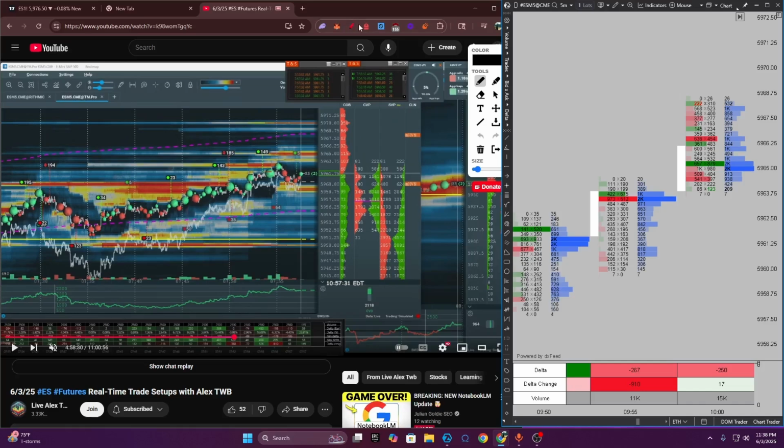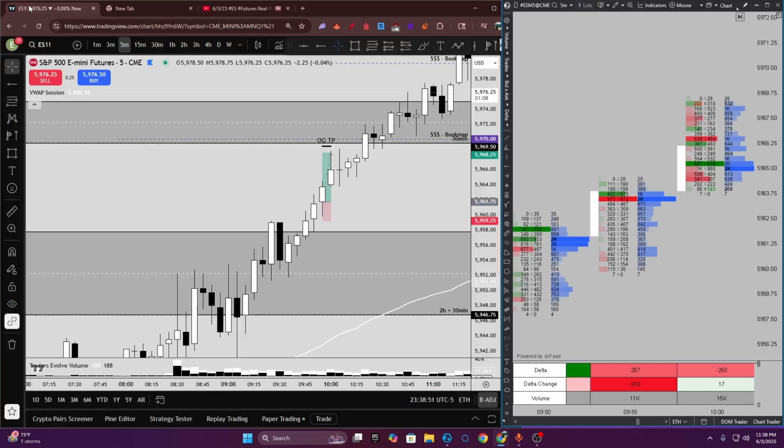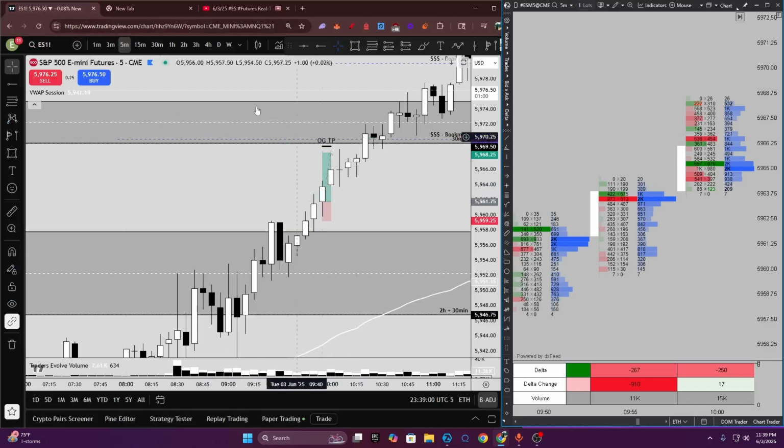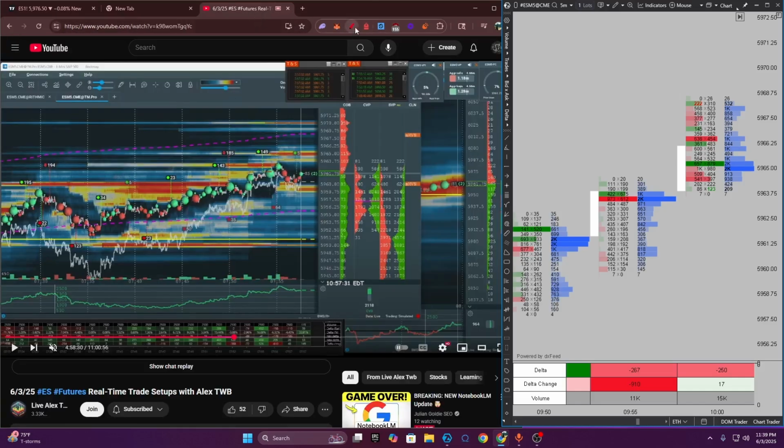I took a trade at 5965, right around 5961.75. So right here, literally, when we saw that clear reaction. And our first TP was going to be 5965.